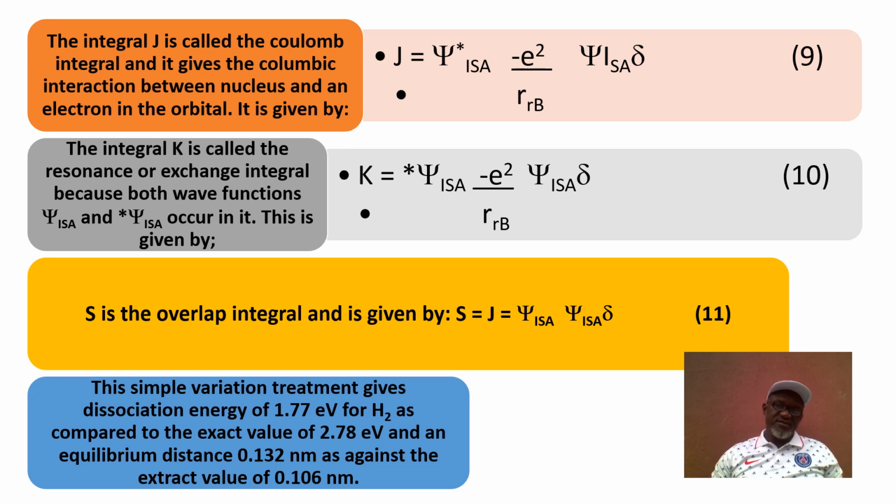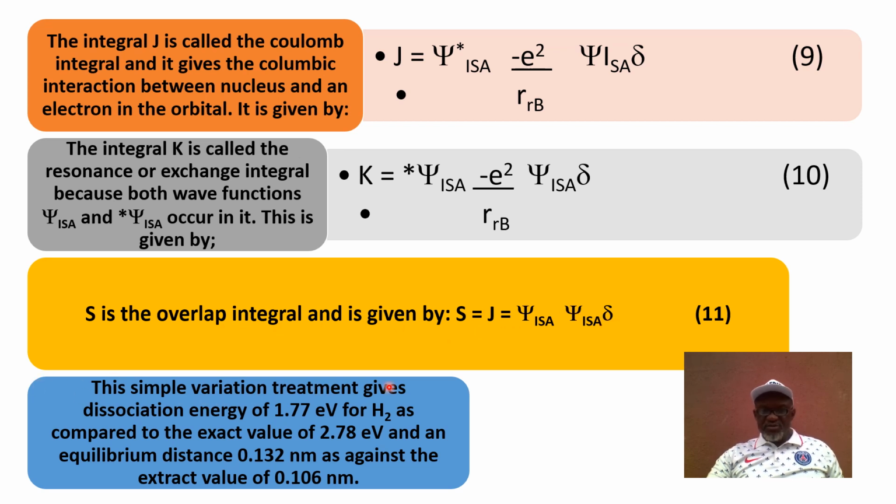And we also calculate the Coulomb integral, J, equation 9. Of course, it gives us the Coulombic interaction between nucleus A and nucleus B and the electron in that orbital. So we can see that we still have our electron charge here. So this gives us this 1sA and then this 1sB. Now we also do the K, which is what we call the exchange integral. We calculate the exchange integral. Then the overlap integral, which is also very important.